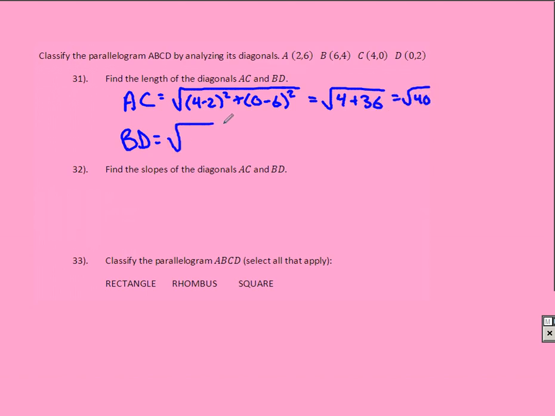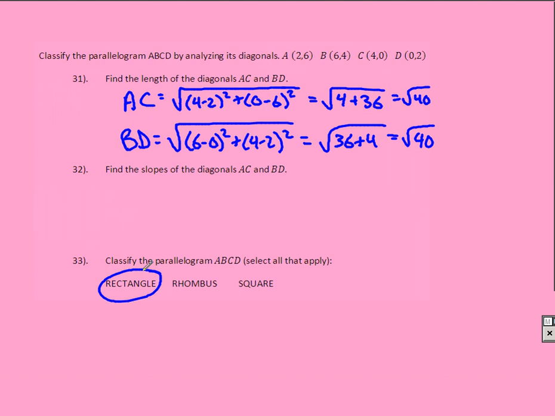Let's see what I get for BD. Same thing, subtract the x's and square them. 6 minus 0 squared. Subtract the y's and square them. 4 minus 2 squared. So again, I get 36 for the first one, and 4 for the second, so the square root of 40. So diagonals are congruent. That means I definitely have a rectangle already.